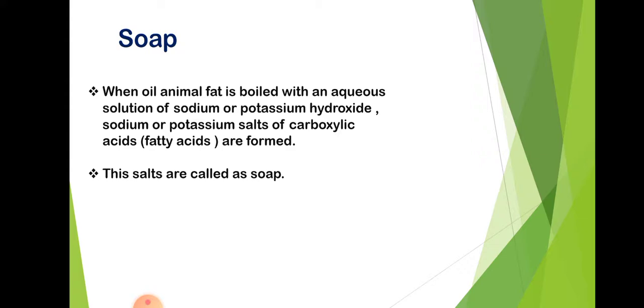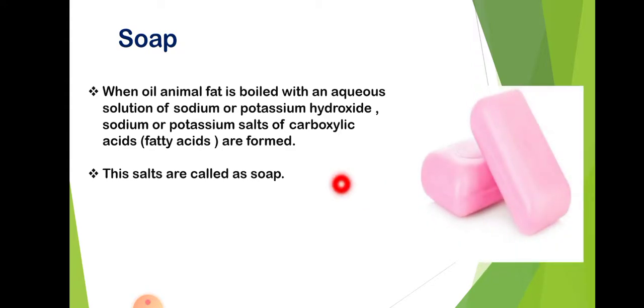सबको पता है क्या होता है. Yes. So when oil or animal fat is boiled with an aqueous solution of sodium or potassium hydroxide, sodium or potassium salts of carboxylic acid, that is called fatty acid, are formed, and these salts, उसको क्या बोलते हैं, soap. Okay, so basically the soap is formed by the salt.